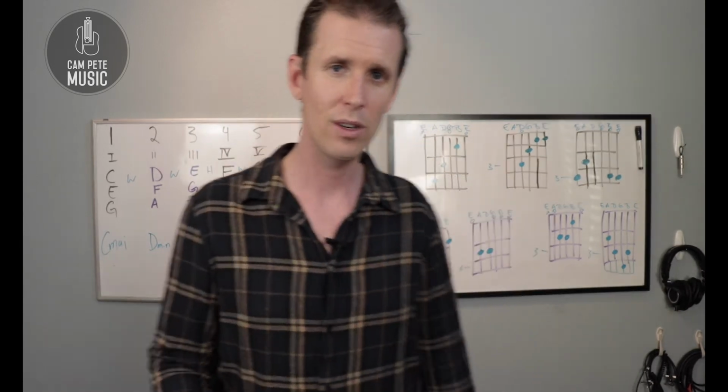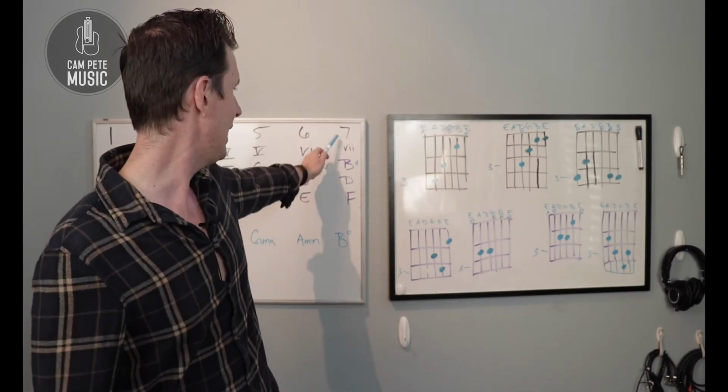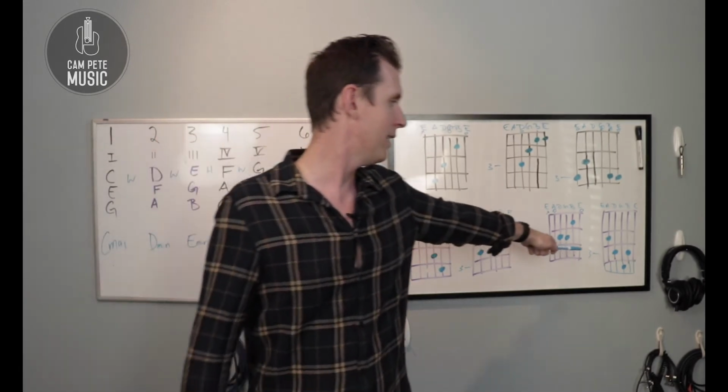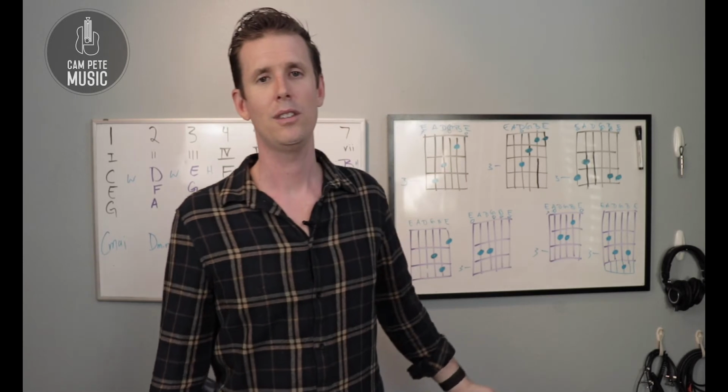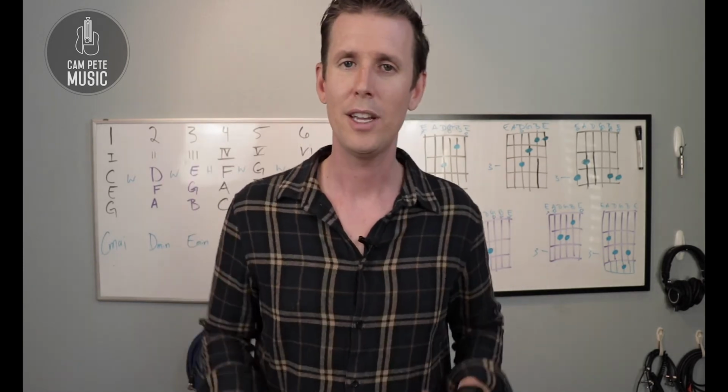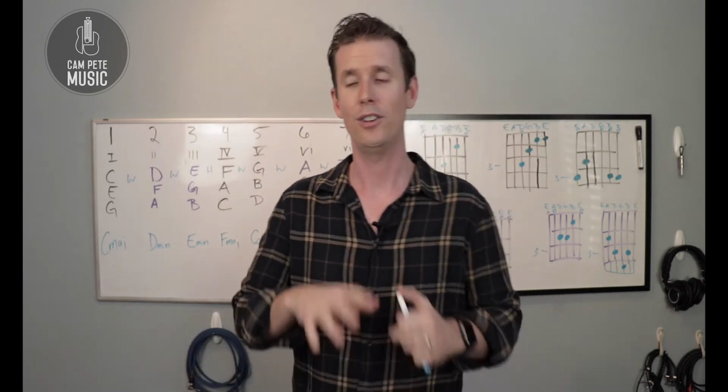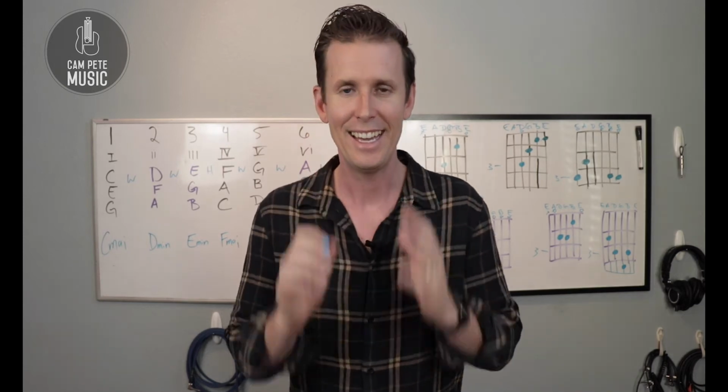And then the last chord, when we stacked thirds in the key of C, we got B, D, and F. That's going to give us B diminished. The 7th chord of any major scale, does not matter what key you're in, it's going to be diminished.